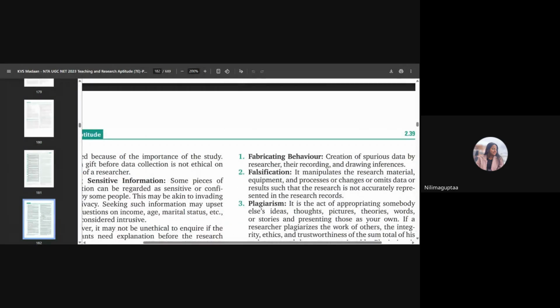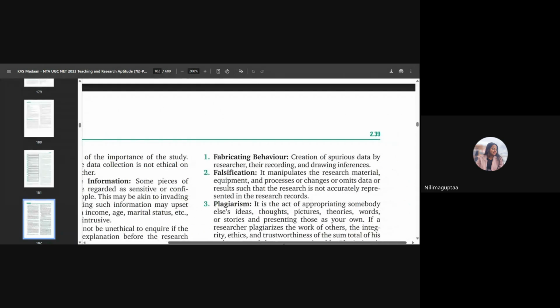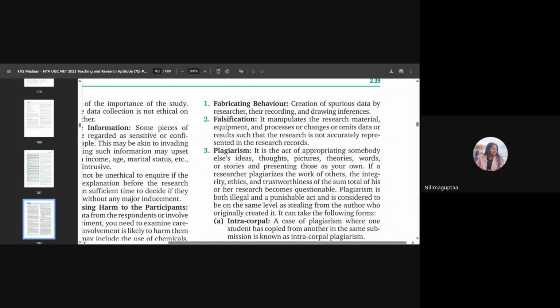Another problem that we have is fabrication, creation of false data by the researcher, recording and drawing inferences from it. Next is falsification, which manipulates the research material, equipment or process, or changes or omits data. For example, I have conducted a Google Form and I have received 50 responses. A couple of those responses are very harsh, very much against what I want. So what I will do is just click on a button, delete. I delete that response in the Google Form.